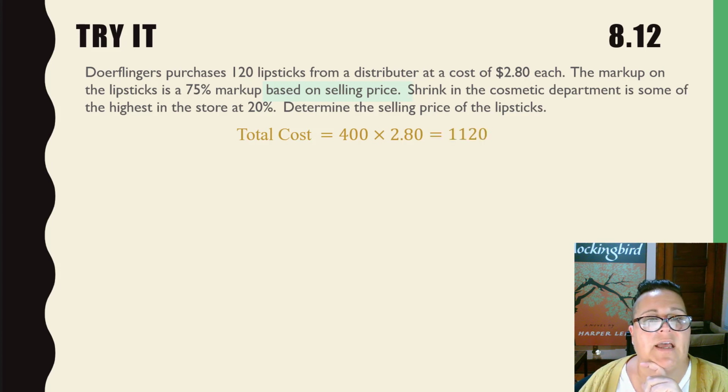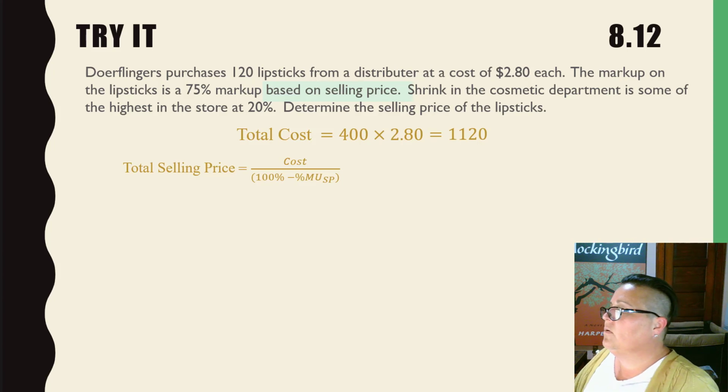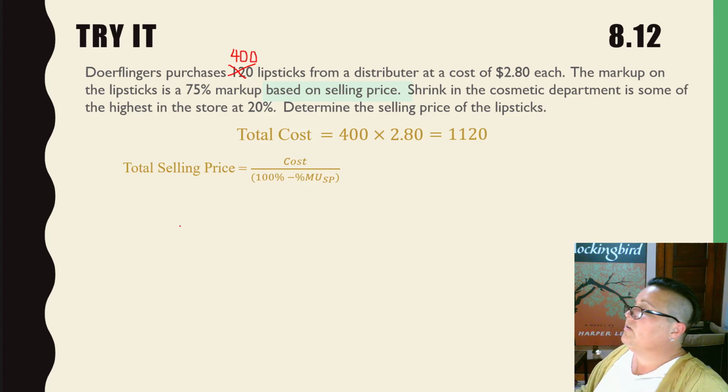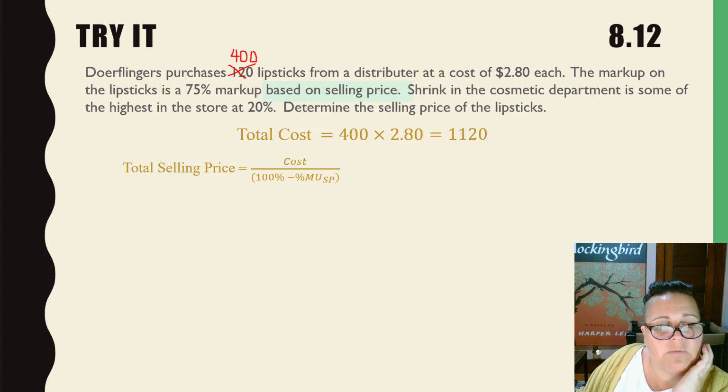120 lipsticks at $2.80 each is $11.20. Maybe I'll just switch it to 400. Hold up, I need to make these work. So I'm going to switch this. Yeah, we're going to make this 400, because why wouldn't you buy 400 lipsticks? So we'll make that 400 lipsticks from a distributor cost. Okay, let's hope that this works.